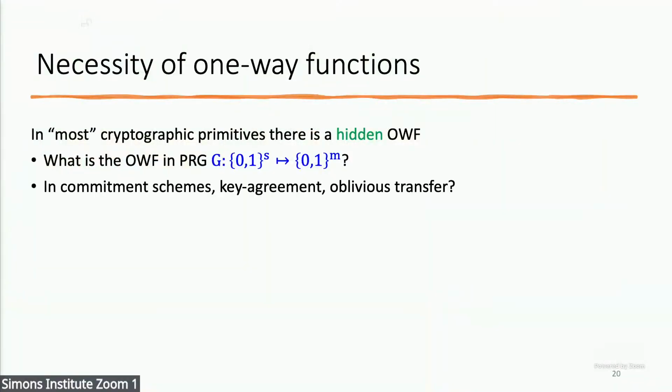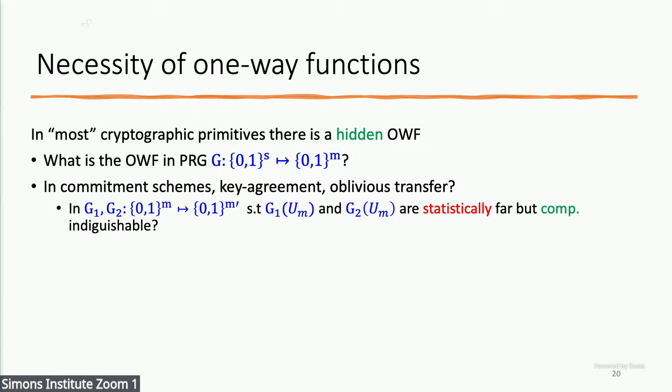G is it's easy to see that if you can invert G, you can break the PRG. Okay, more complicated. What is the one-way function in a commitment scheme, in key agreement, oblivious transfer? It turns out all these primitives boil down to the following question. You are given two efficient functions, which are statistically far but computationally indistinguishable. Assume that I give you G0 and G1, and ask what is the one-way function. They're statistically far, computationally indistinguishable. So what is the one-way function there?